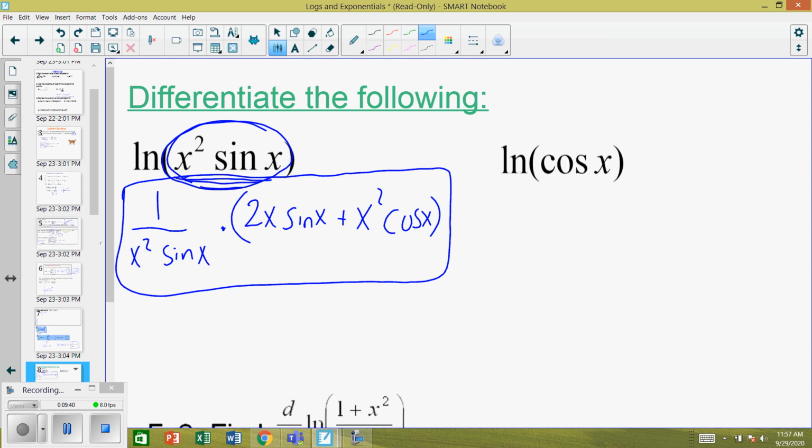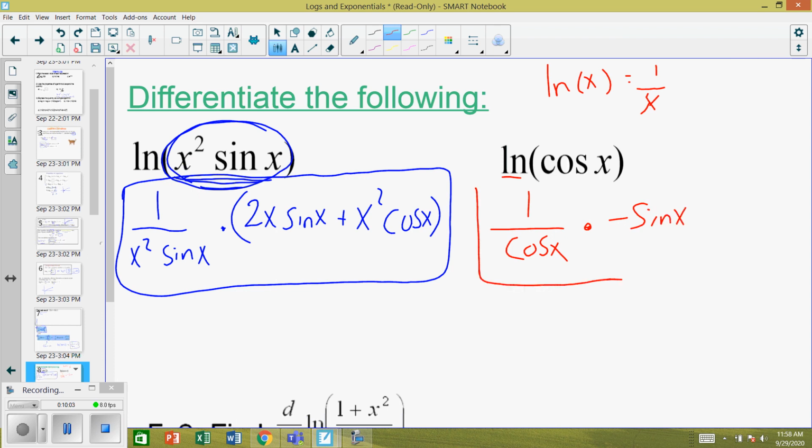All right, what about the next one? So this is ln, so I'm going to do 1 over the cosine of x, because again, the derivative of ln of x is 1 over x. So anything other than x, we're going to put in the denominator. And then by chain rule, we're going to multiply by the derivative of the inside. And the derivative of cosine is negative sine of x.